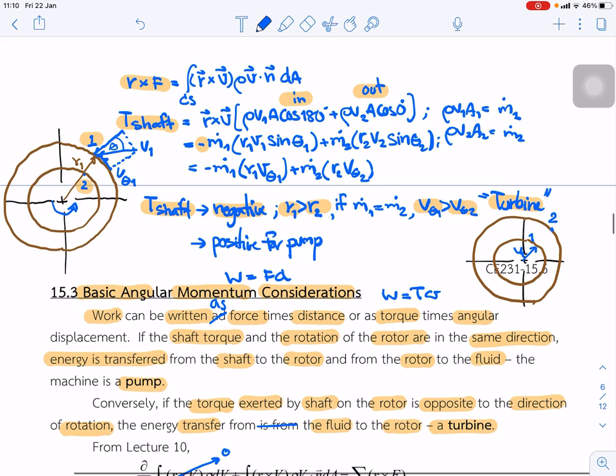Normally the inflow is from the inside to the outside. That is the inflow at this point and the outflow at this point, so it's positive because R2 is greater than R1. And because of the increase of energy, V theta 2 is greater than V theta 1, because the blade pushes the fluid to increase the velocity.